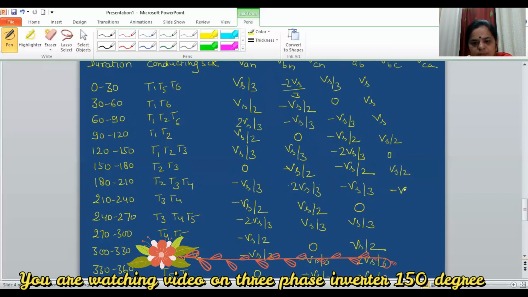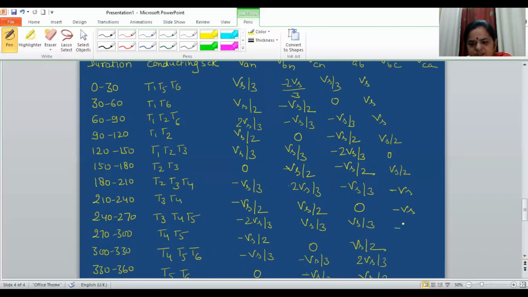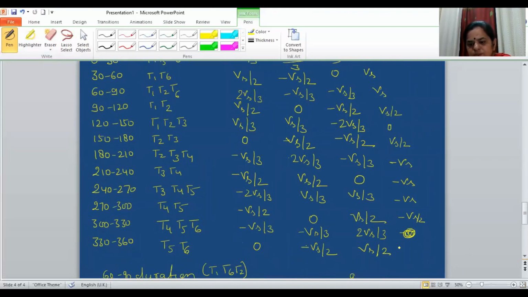Here is minus Vs. This one is minus Vs. This one is minus Vs. This is minus Vs by 2, and this is minus, this is 0, and at last I am going to get Vs by 2. So this is VAB.